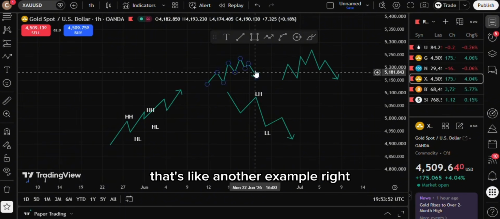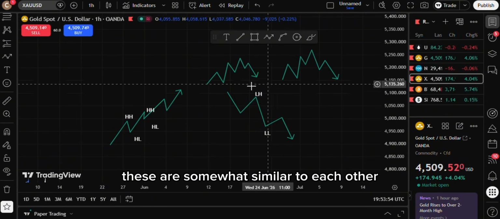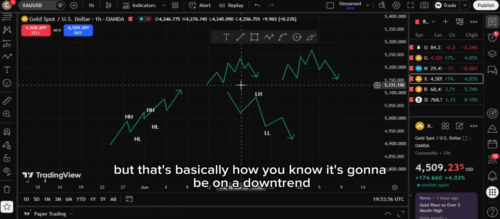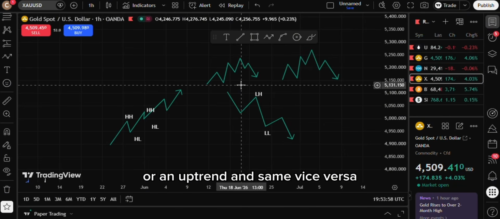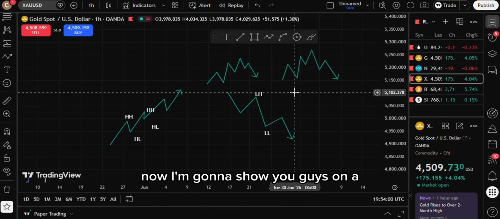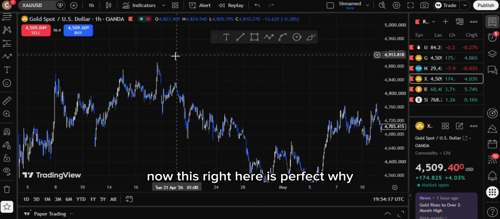That's like another example, right? These are somewhat similar to each other, but that's basically how you know it's going to be a downtrend or an uptrend, and same vice versa, right? And right now I'm going to show you guys on a chart what it actually looks like. Now this right here is perfect.